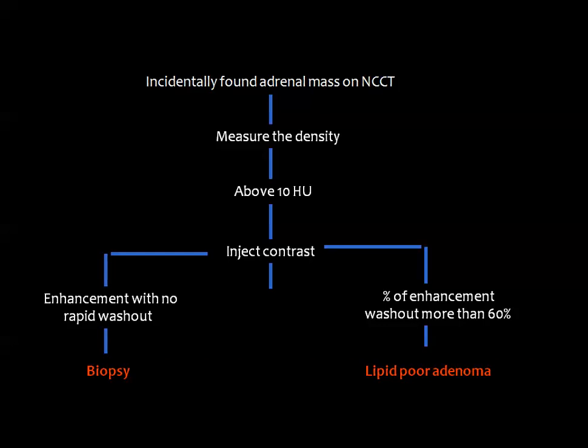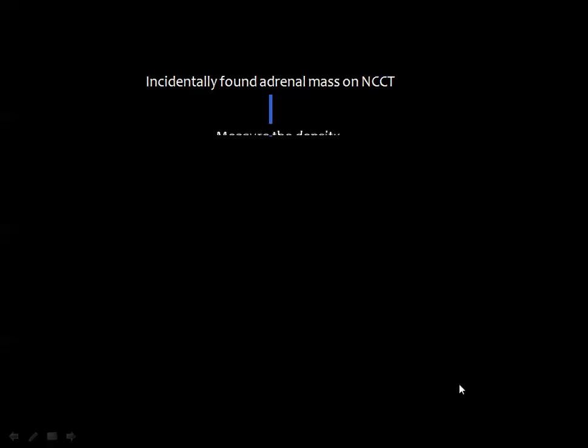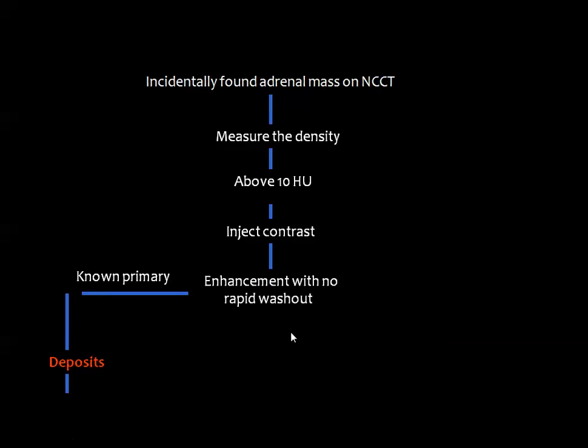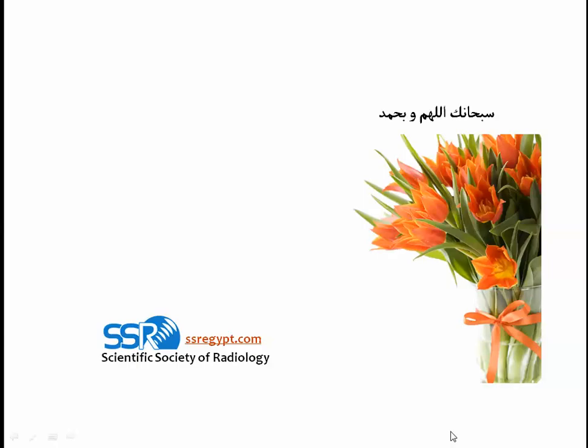lymphoma, and granulomatous disease. Then if you measure the density and the density is above 10 and you inject the contrast with no washout, if the patient had a known primary, consider metastasis. If the patient had a known lymphoma, consider lymphoma. If there is no known primary or lymphoma, then you should go to the biopsy to reach the final diagnosis.